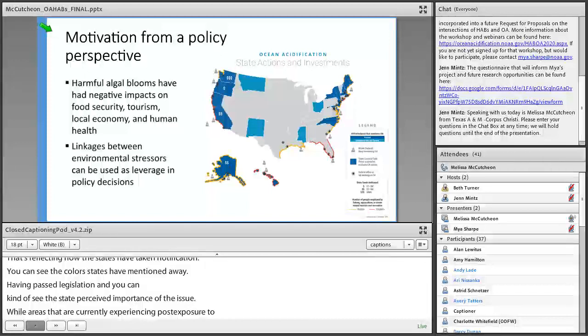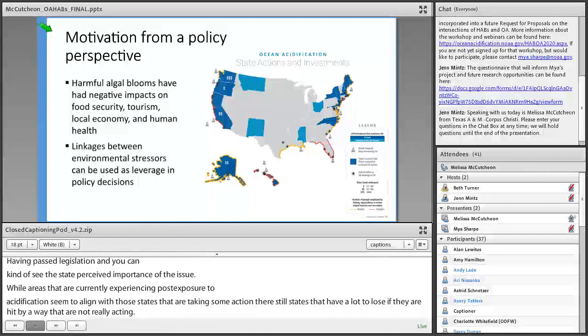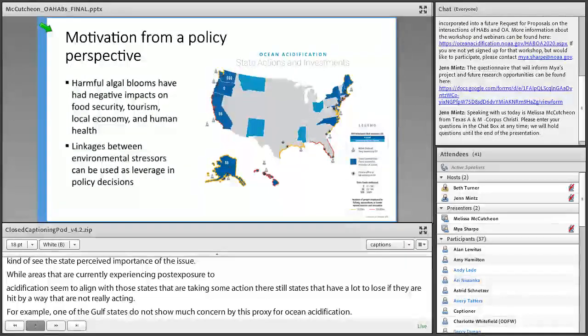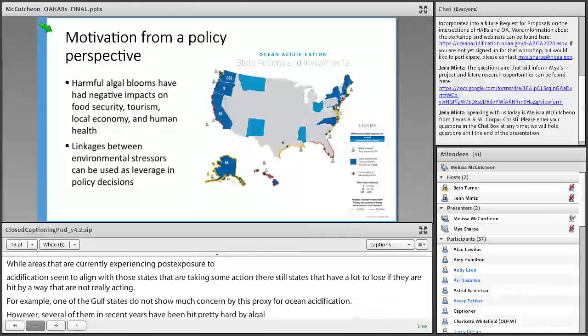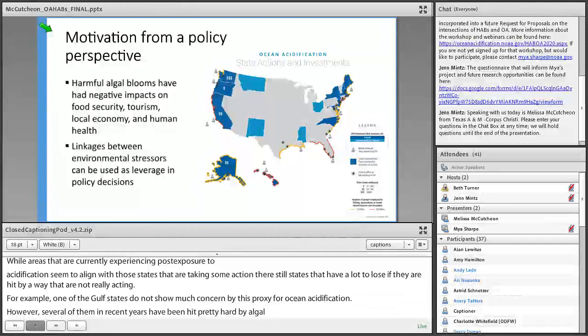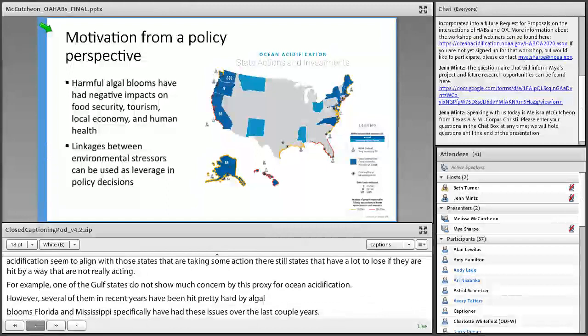So for example, a lot of the Gulf states do not currently show much concern by this proxy for ocean acidification. However, several of them have in recent years been hit pretty hard by harmful algal blooms. So Florida and Mississippi specifically have had these issues over the last couple of years. And so from a policy standpoint, it's going to be really important to highlight the linkages between these different coastal issues to bring legislatures on board with progressing that policy.